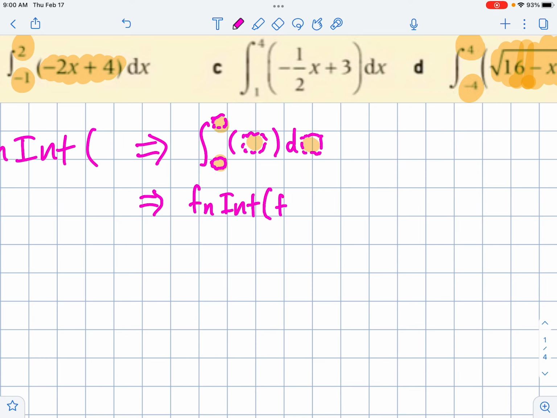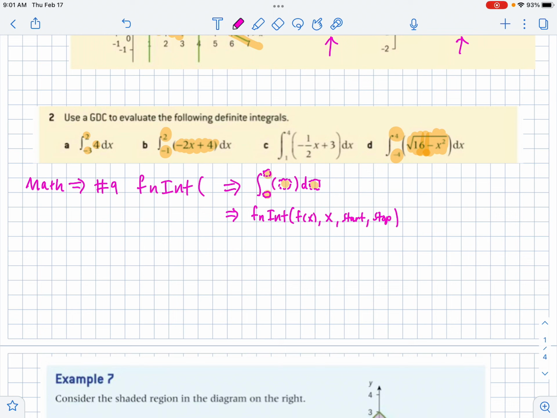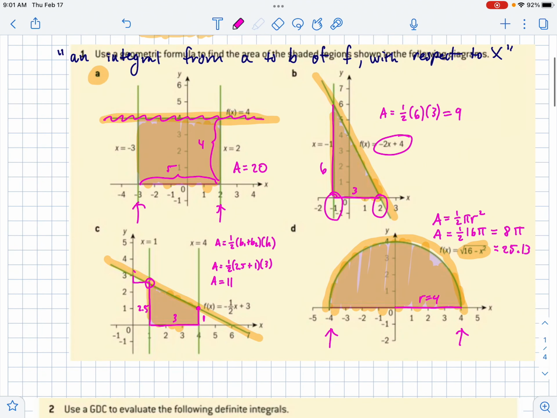The way you do this is you put f of x first, then the variable you're taking it with respect to, so it's usually x, and then the start number and the stop number. So it doesn't go quite in order. You'd think it would start with the start and stop, then the function, and then dx, but it doesn't go in that order. So if you hit that on your calculator for A and punch those things in, the integral from negative 3 to 2 of 4 dx is 20.